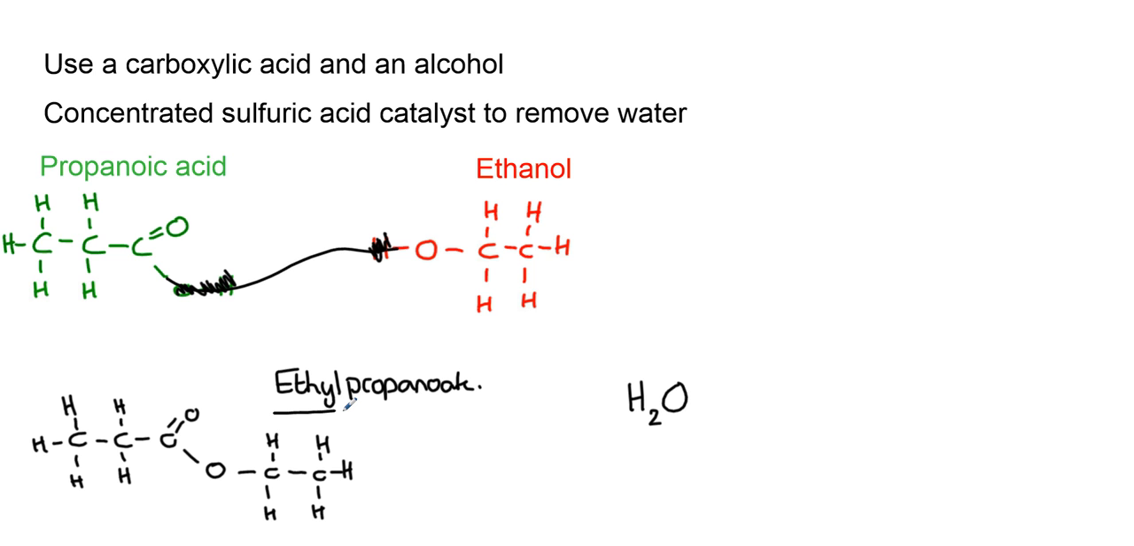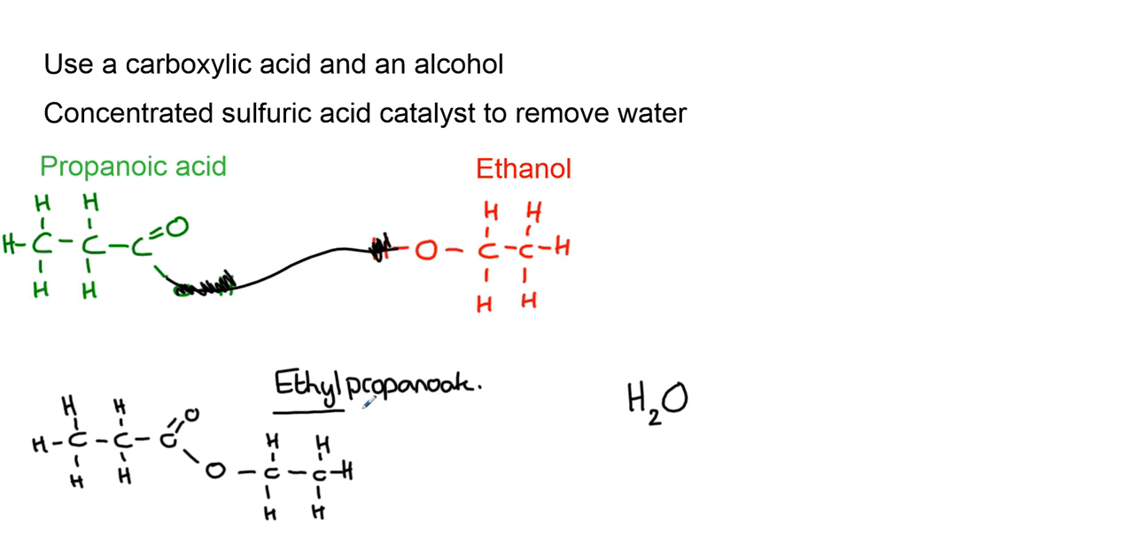Now, I'll explain why that is in a sec, but ultimately, the alcohol forms the first part of the name. So when I see ethanol, it's going to always form ethyl something. So if I'd changed this alcohol to propanol, this ester would become propyl propanoate. If I'd made the alcohol butanol, then the ester would have become butyl propanoate.